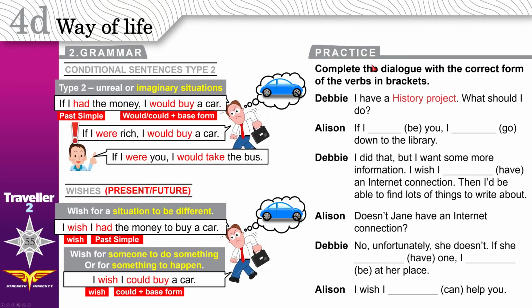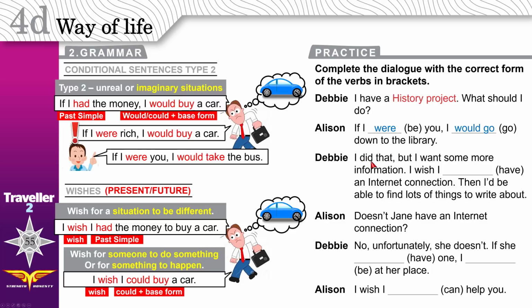Now let's practice. Complete the dialogue with the correct form of the verbs in brackets. Debbie, I have a history project. A project is like a school assignment that requires that you do some research. What should I do? If I use the verb be, if I, you, like here, if I were you, I am giving you advice. If I were in your place, I would go, use would, down to the library.